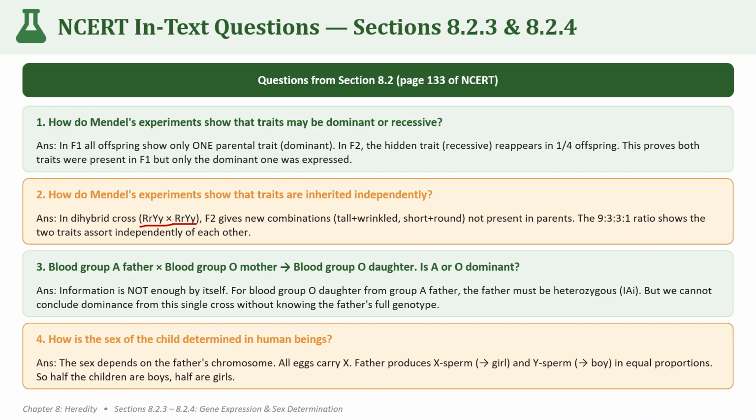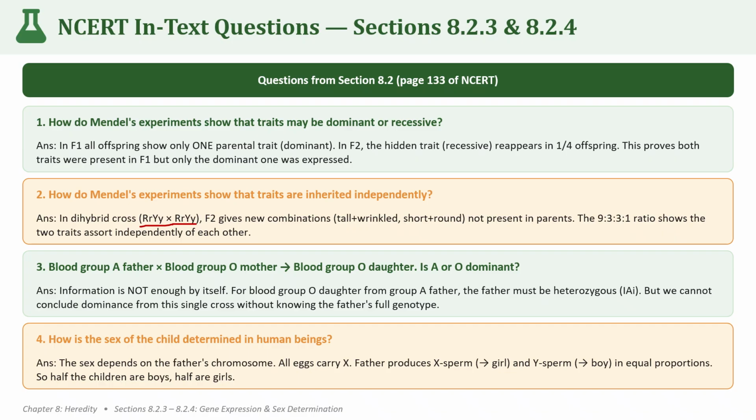Blood group A father and blood group O mother, blood group O daughter. Is A or O dominant? See, this information is not enough. Actually, we should know whether the father is heterozygous or not. If we know, then only we can predict how the blood group is formed.